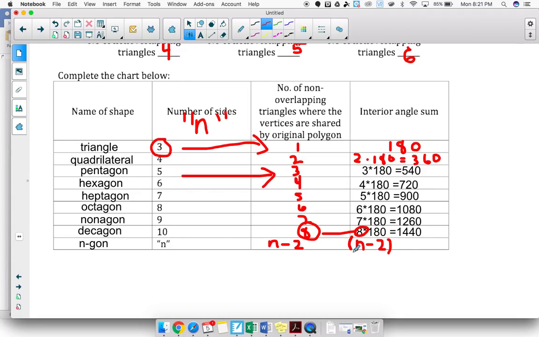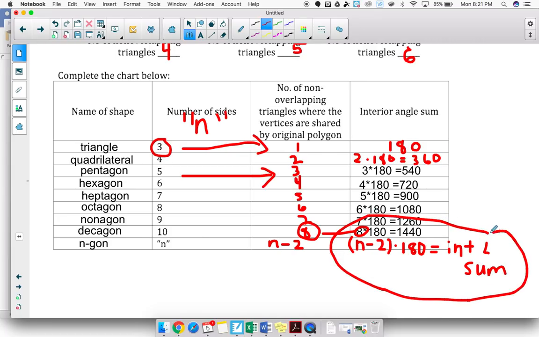N minus 2 times 180 will always tell us the interior angle sum. And I would star that formula. We're going to use that baby a ton, both today and the rest of this chapter. So circle that. That's a big one.